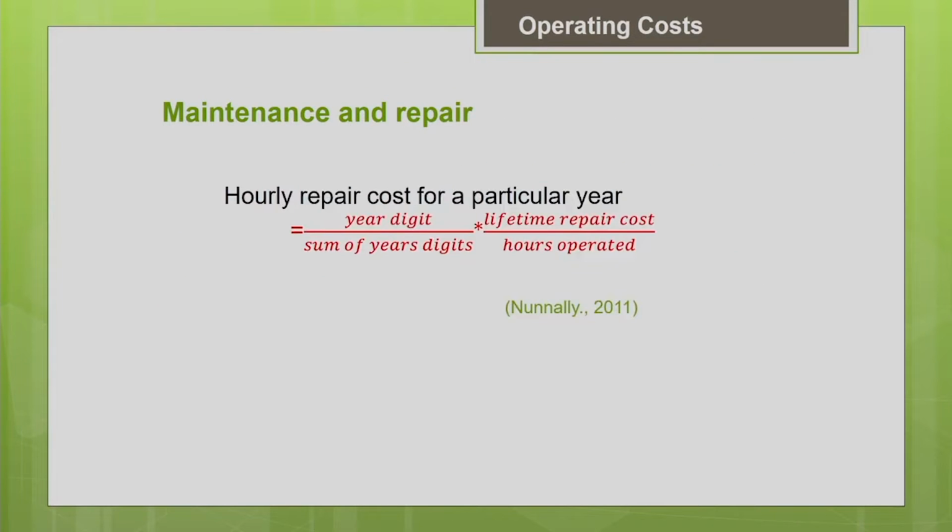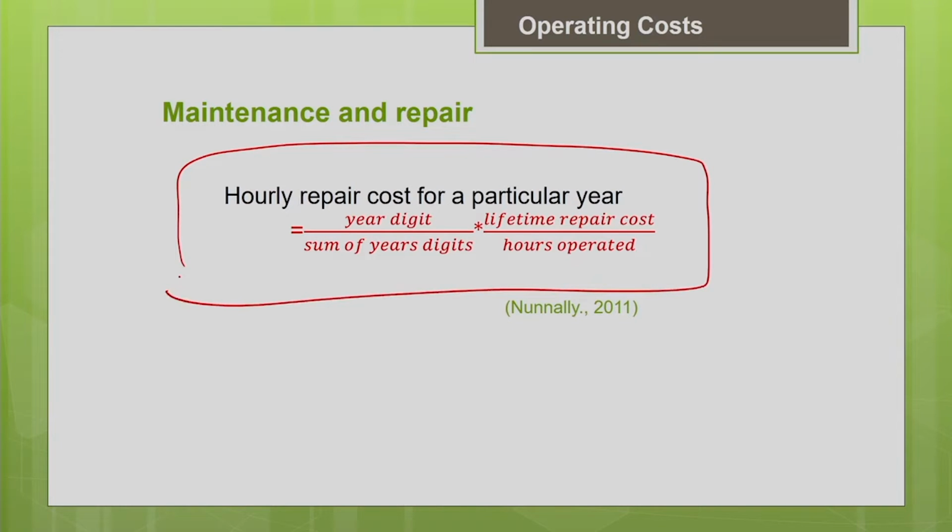Now, let us see how to estimate the hourly repair cost for a particular year. This formula, if you remember, is somewhat similar to what we used for estimation of depreciation using the sum of the years digit method. So, say you are going to estimate it for the second year of the equipment operation. Then you have to put the year digit as 2, and for the sum of the years you have to take the total n.